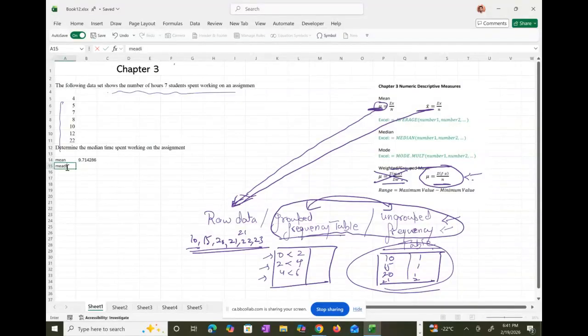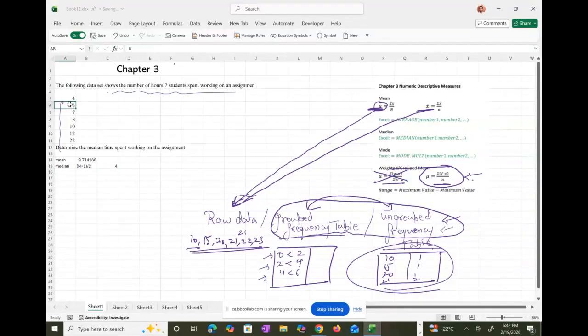Median means the middle value. So how to calculate the median? The formula is n plus 1 divided by 2, and this formula is given to you in your formula booklet too. N is the total number of terms. In this one there are 7 terms: 1, 2, 3, 4, 5, 6, 7. So I will write it as 7 plus 1 divided by 2. So the fourth term, 4 is not the median, the fourth term.